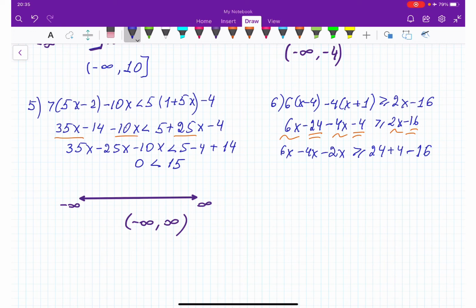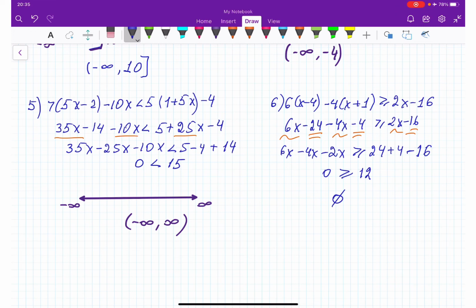6x minus 4x is 2x, 2x minus 2x is 0. Next, 24 plus 4 is 28. 28 minus 16 is going to be 12. So what do we get? The biggest nonsense I can ever see. 0 is greater than 12, which means it has no solution. Okay? It has no solution. That's what it means. And there is no graph on the graphing line, there is no solution for this one.